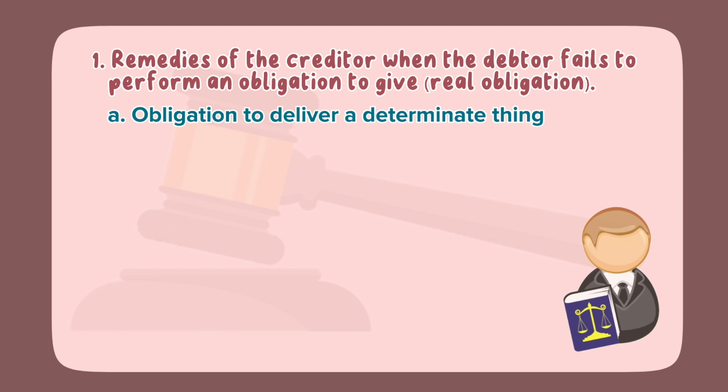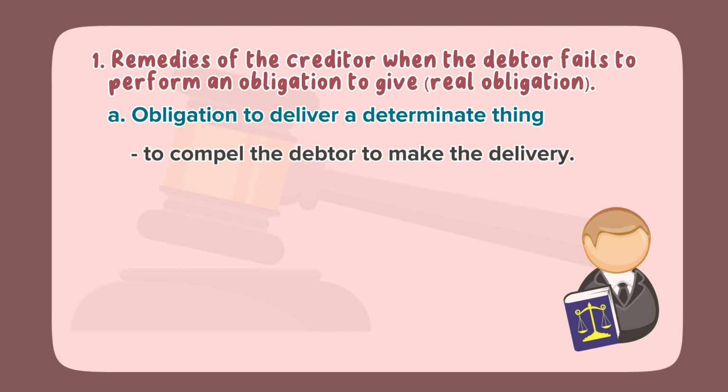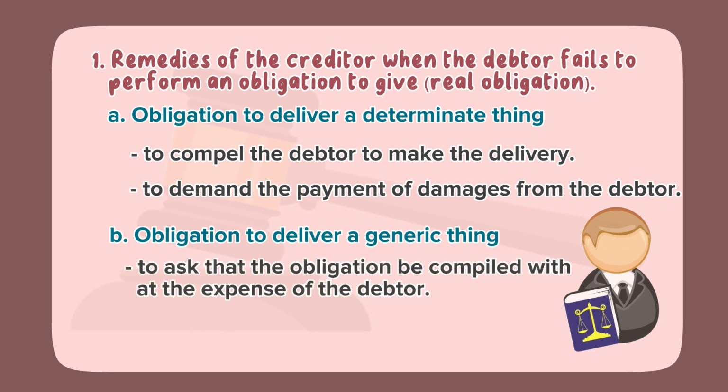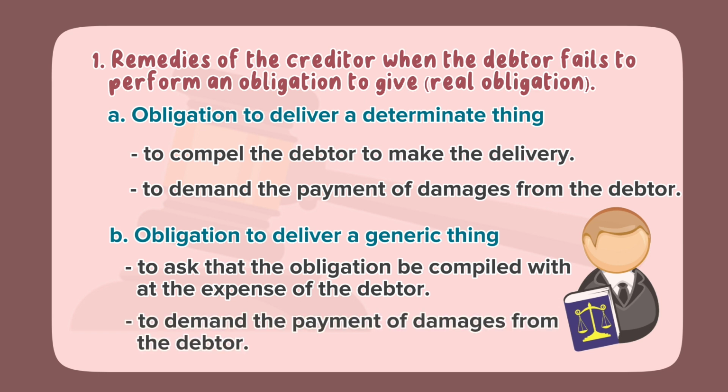If the debtor fails to fulfill his obligation to deliver a determinate thing, the creditor has the right to compel the debtor to make the delivery. In compelling the debtor to make the delivery, the creditor has to institute a court action against the debtor. Also, the creditor can demand the payment of damages from the debtor. If the creditor obtains judgment in his favor, he can ask the court to order the debtor to make the delivery and pay damages. Next is the obligation to deliver a generic thing. Here, the creditor has the right to ask that the obligation be complied with at the expense of the debtor and to demand the payment of damages from the debtor.